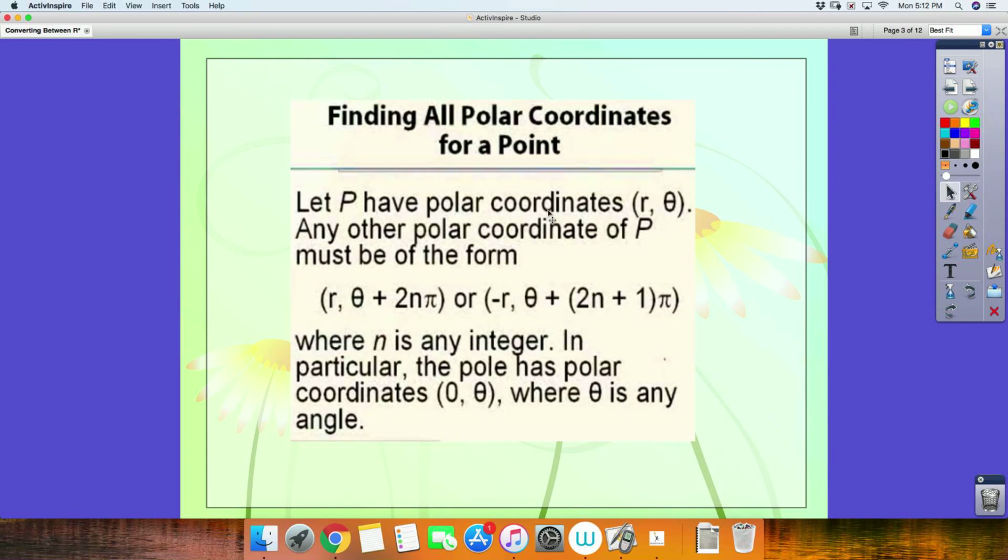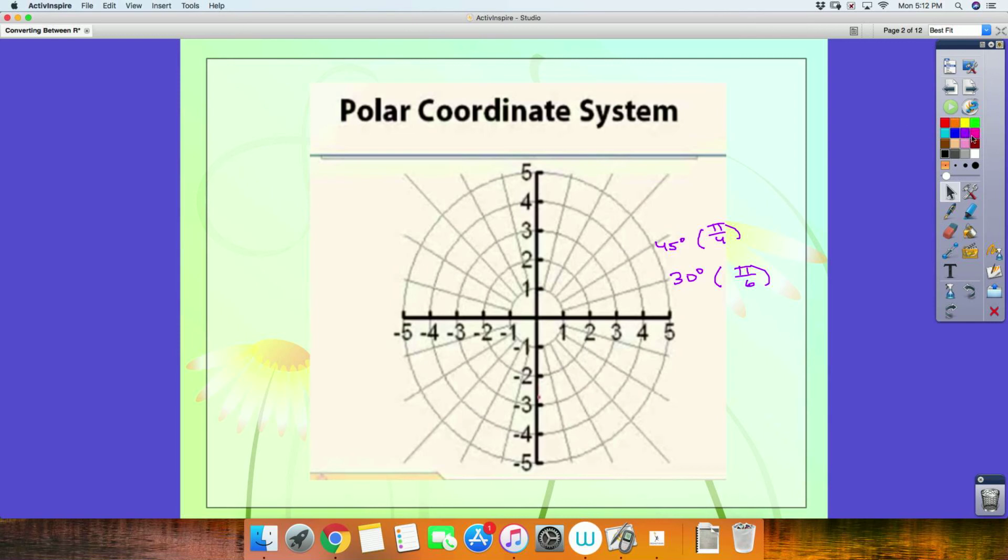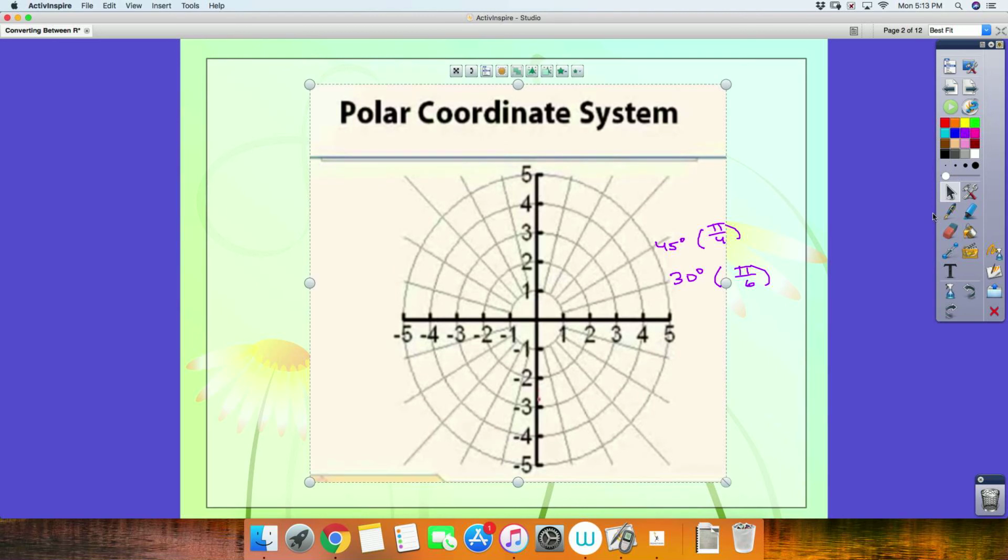So the first thing we need to realize is that a point for polar coordinates technically has an infinite amount of points. The reason being, if I were to choose a point here, and I choose the point 2, 45, that's 1 point, so 2, 45 degrees. And we can write polar coordinates in either degrees or radians, depending on what the problem is. So this means I went out to 2, and then I rotated 45 degrees.